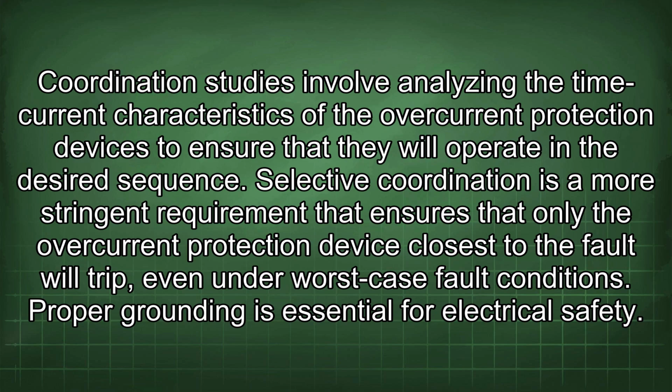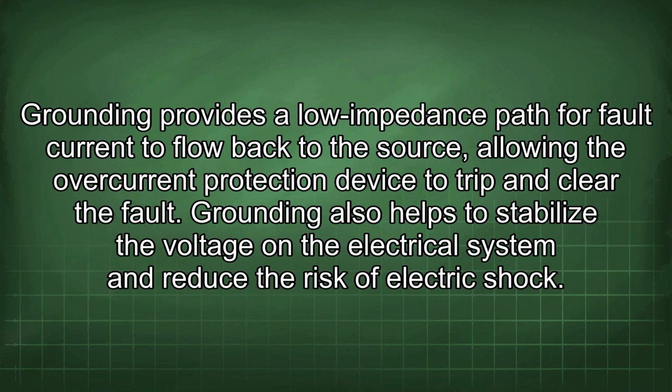Proper grounding is essential for electrical safety. Grounding provides a low-impedance path for fault current to flow back to the source, allowing the overcurrent protection device to trip and clear the fault. Grounding also helps to stabilize the voltage in the electrical system and reduce the risk of electric shock.